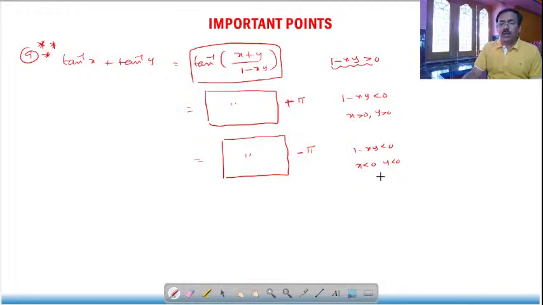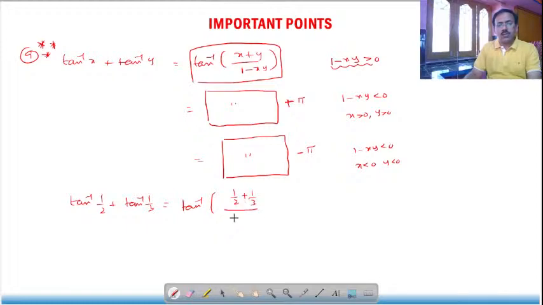What if one is positive, one negative? In that case, anyhow xy is negative, 1 minus xy will be positive. It comes under the first case. For example, friends, you want to compute tan inverse 1 by 2 plus tan inverse 1 by 3. How to do it? Tan inverse of x plus y by 1 minus xy. You see, the denominator you got positive, so no problem, you can go ahead. This is tan inverse of 5 by 6 by 5 by 6, which is 1, which is pi by 4.